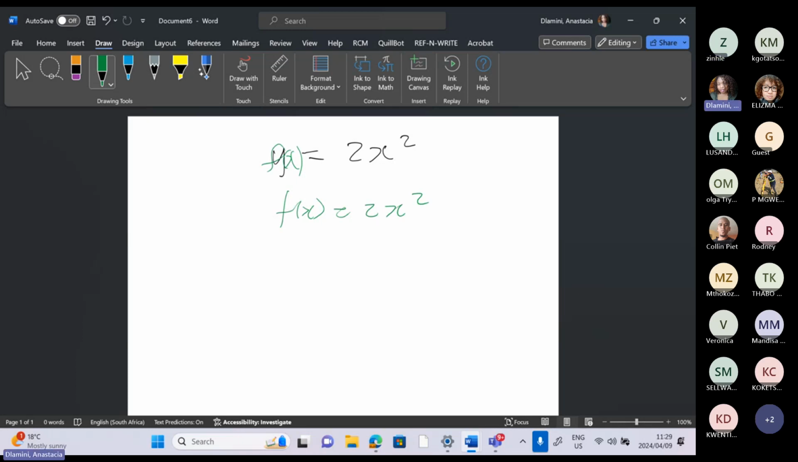Guys, which one is a variable? Do you remember what a variable is? Okay, which one is an exponent? Which one is a coefficient? Which one is a variable?